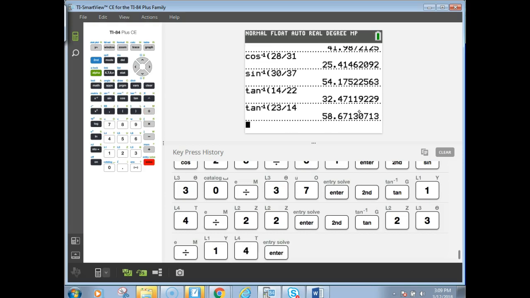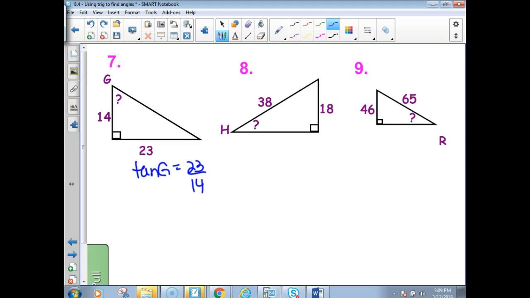Seems like everybody's just working away. 58.7 degrees would round to 59 degrees. All right, I think we're going to just keep going, and we'll check those in a moment.